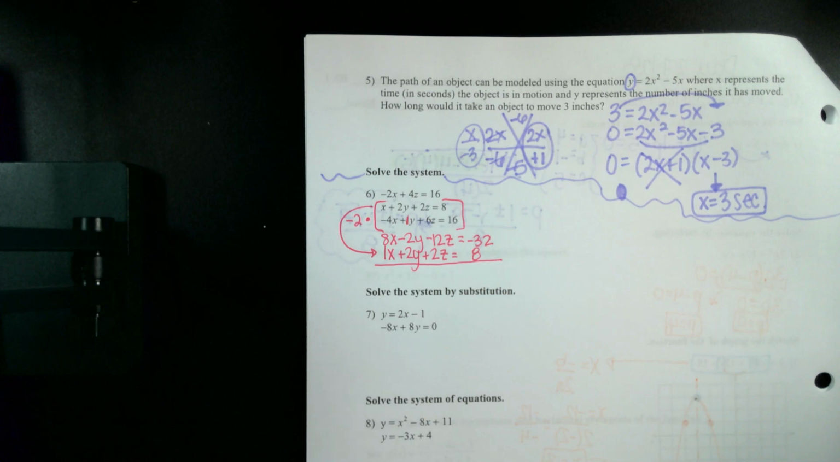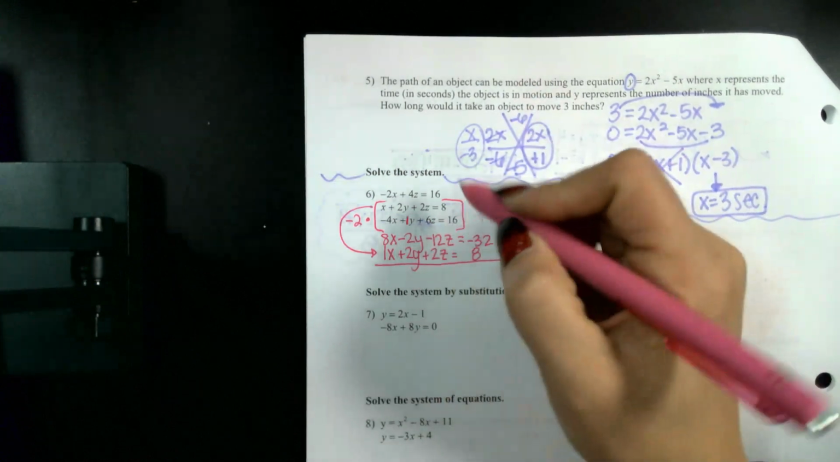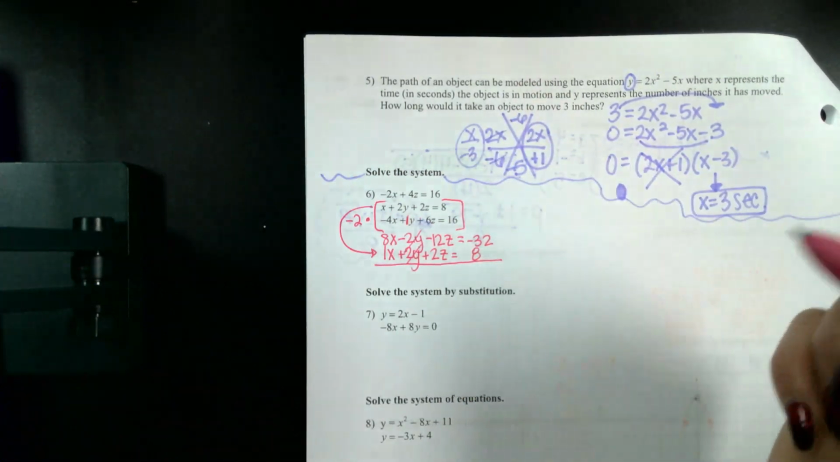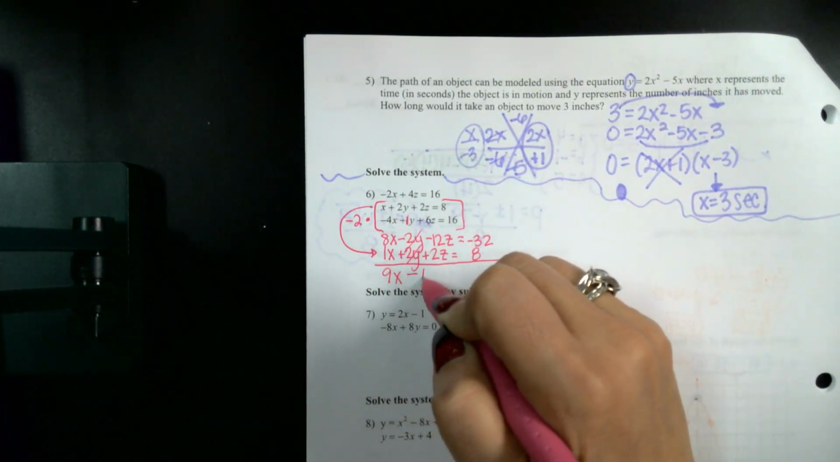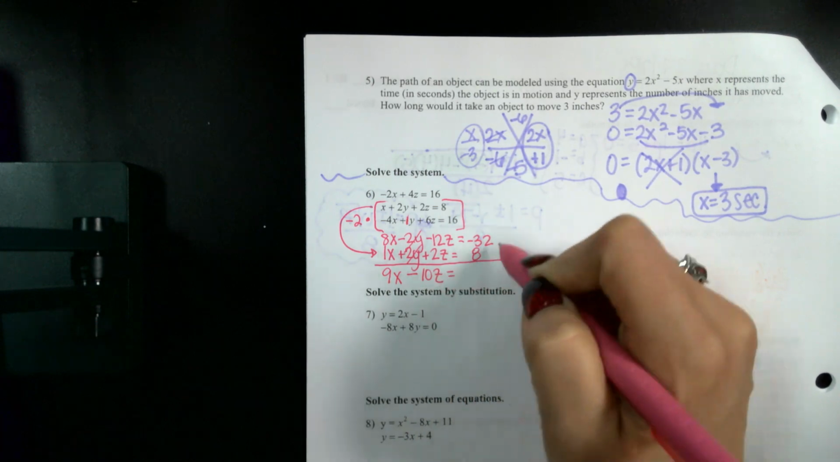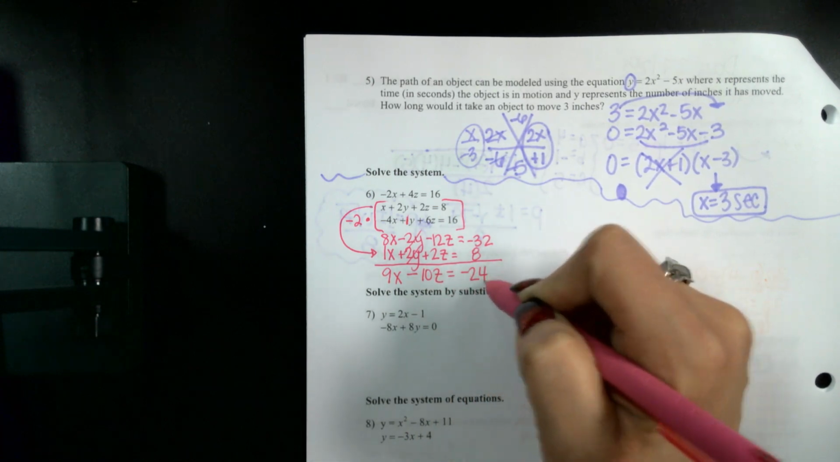Yes, yeah. Okay, so if I put these 2 together, my y's cancel, and I end up with a 9x and a -10z and what, -24?